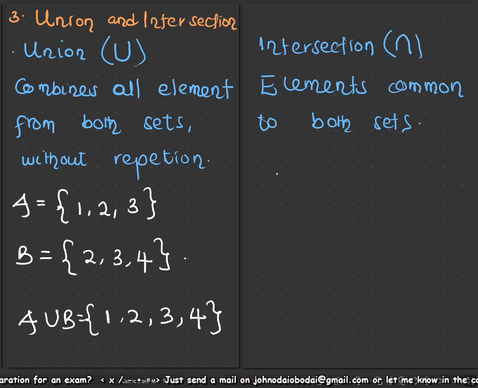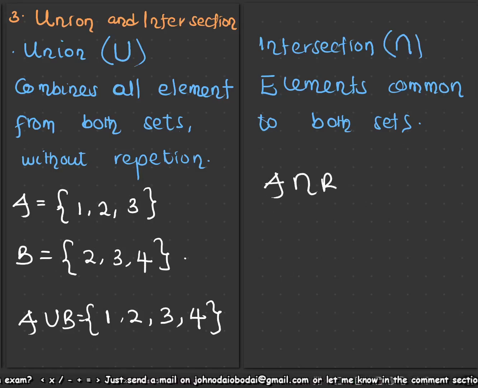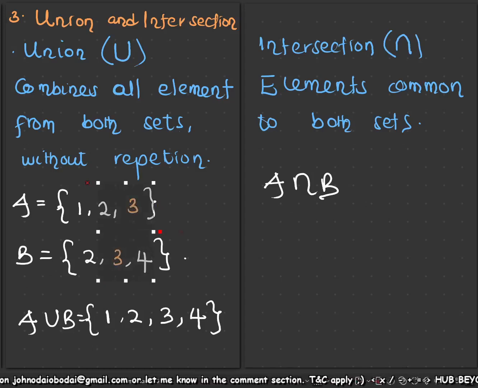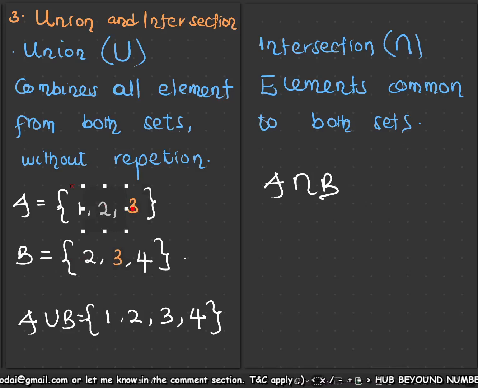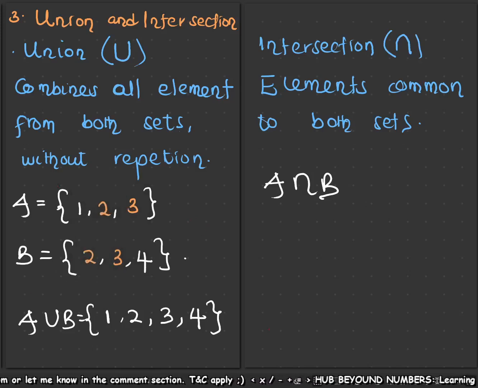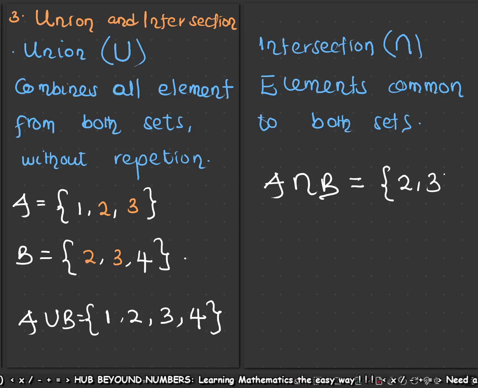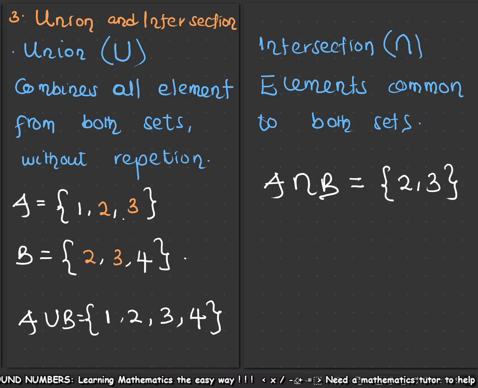On the other hand, if you want A intersection B, we look at A and then B, and you realize that there is 3 here, and then there's 3 also over here. Also there is 2 here, and then there is also 2 over here. It takes the meaning of the word intersection in English. That is, it is in both of them. So A intersection B is going to be 2 and then 3, because it is 2 and 3 that are in both A and B. That is it for intersection of sets.